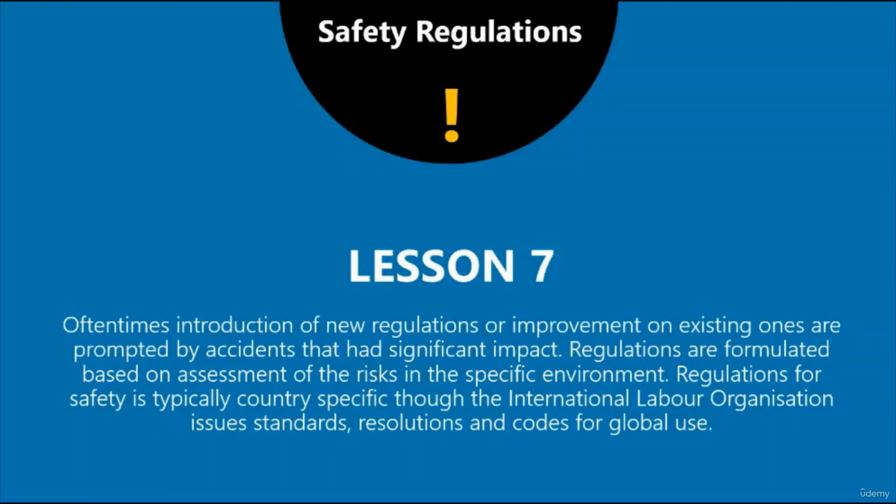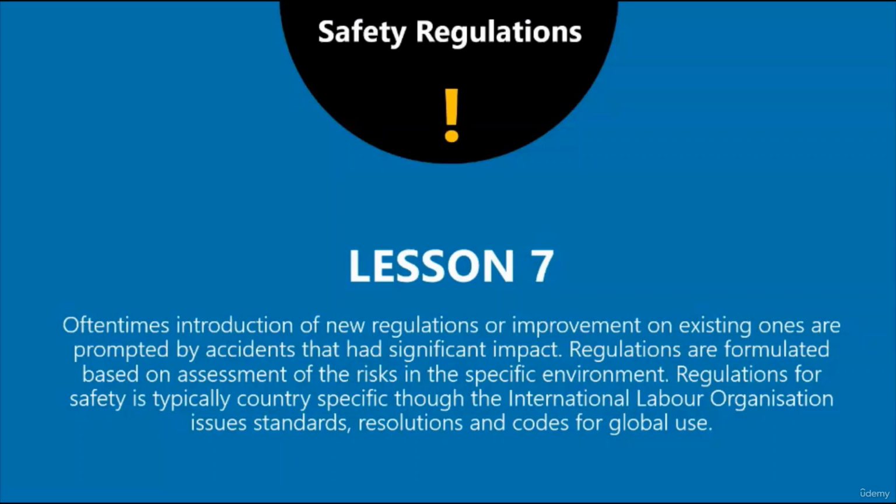Safety regulations. Oftentimes, introduction of new regulations or improvements on existing ones are prompted by accidents that have had significant impact. The number of accidents probably will come to mind. Regulations are formulated based on assessment of risks in specific environments, and regulations for safety are typically country-specific. Of course, that makes sense because countries have different peculiarities. So the regulations generally will be peculiar to the specific country or even specific industry within the country or specific localities. However, the International Labour Organization, which is a part of the United Nations, issues standards, resolutions, and codes for global use as far as safety matters are concerned.